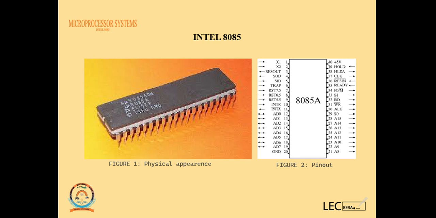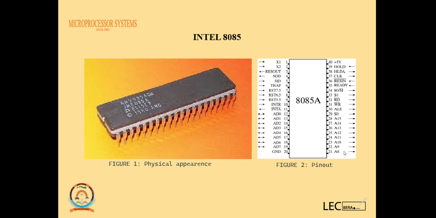Pin 20 and pin 40 are for connecting the power, 20 being the ground, 40 being the positive supply, which goes up to 5 volts. For example, we have another group of pins from pin 21 to pin 28. These are A8 to A15. We call them address pins. The work of these pins is to carry the address.